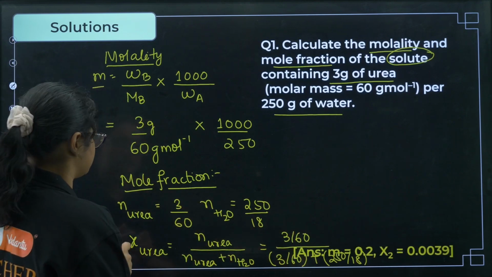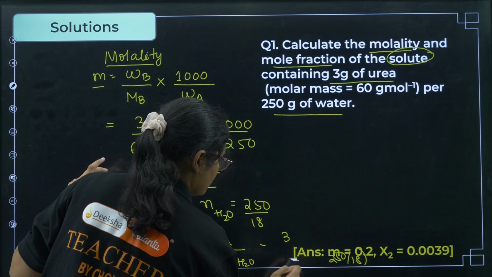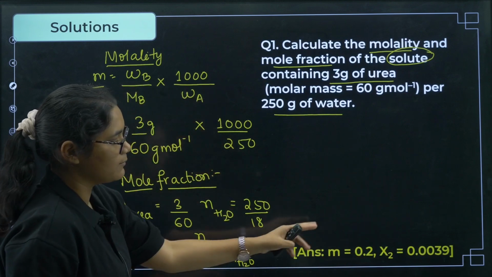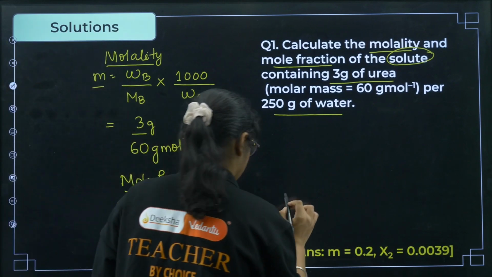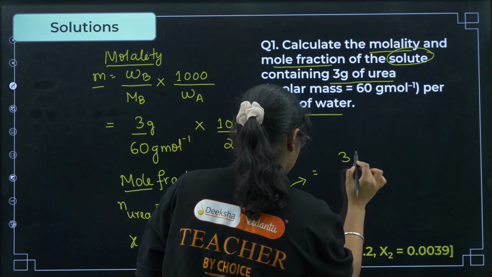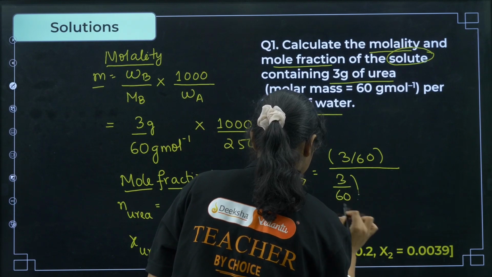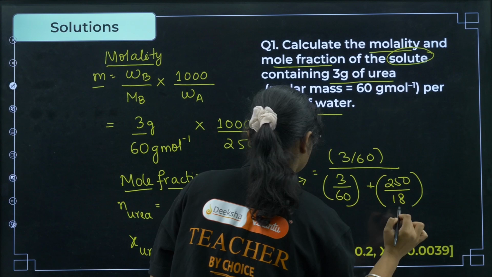Sorry, this is overlapping, let me erase this part. The answer for molality will be 0.2 and the mole fraction is 0.0039. Let me write down this one here: 3 by 60 whole divided by 3 by 60 plus 250 by 18.